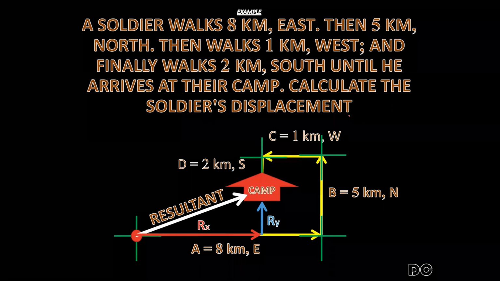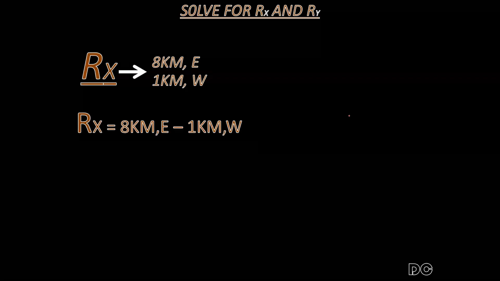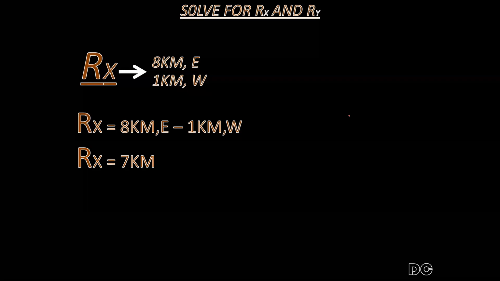Okay, so for example, for R sub x, the vectors on the x-axis are the 8 kilometers east and the 1 kilometer west. So we will combine these since they are in different directions. So we subtract. After that, we will follow the direction of the bigger magnitude. So 8 kilometers is greater than 1 kilometer, so i-follow natin ang kanyang direction. So R sub x is now equal to 7 kilometers east.